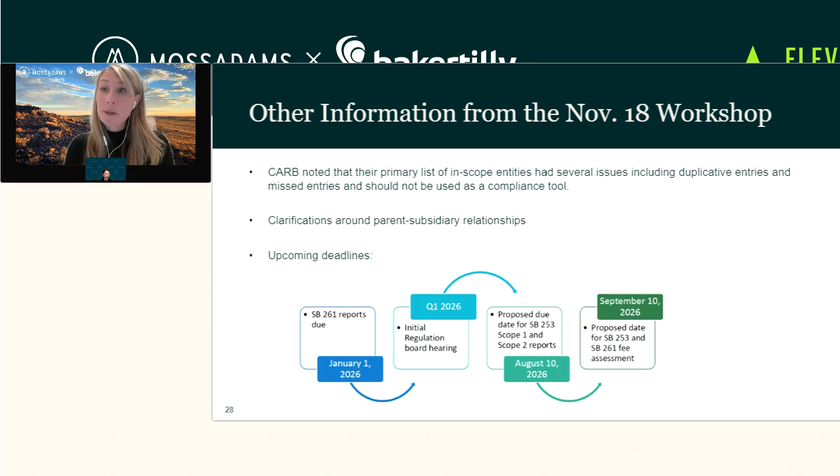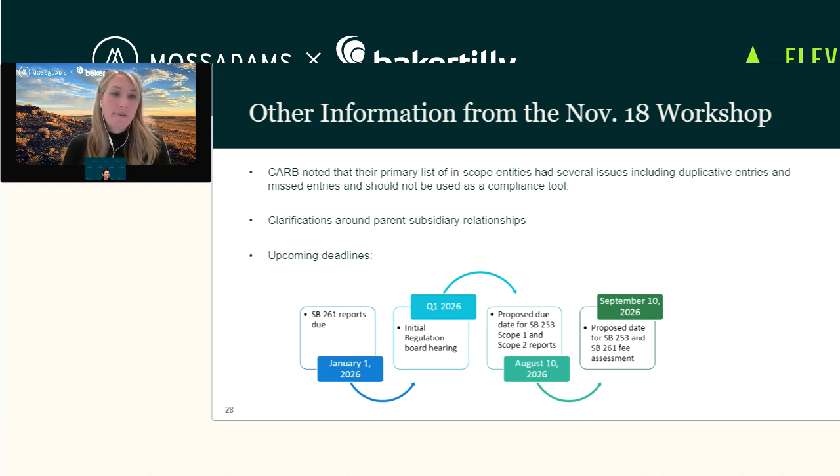They included some flowcharts helping to clarify parent-subsidiary relationships. So if that's applicable to your organization, take a look at those flowcharts to make sure you're properly identifying your in-scope entities. And then they included a snapshot of 2026.